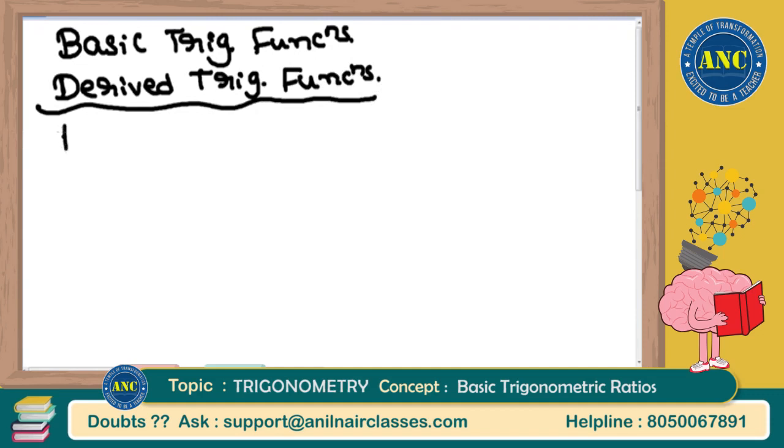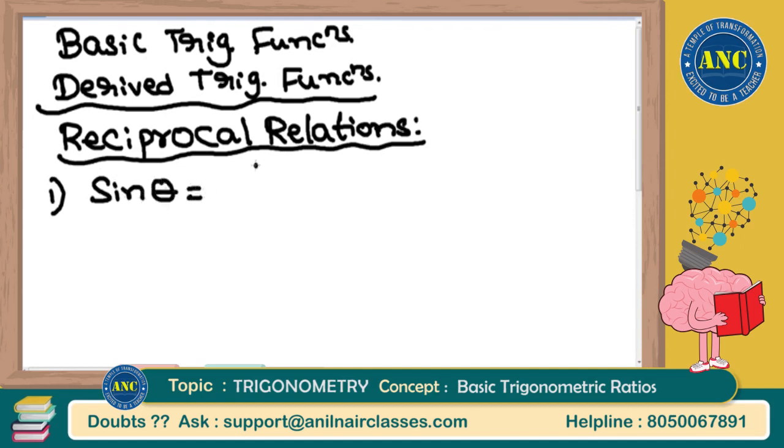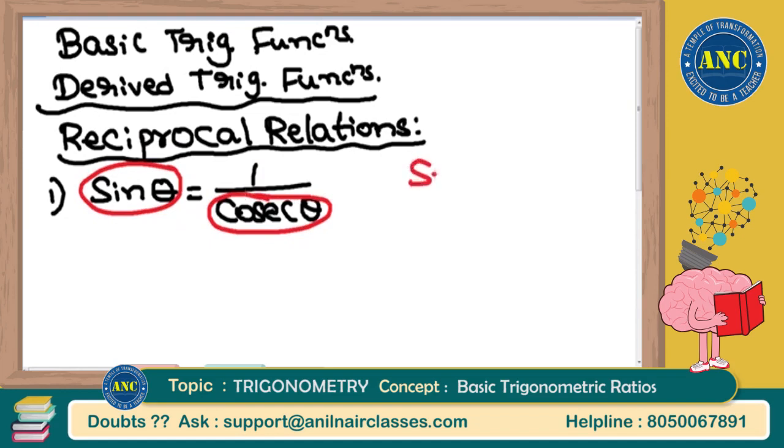Now there is something called reciprocal relations. You should definitely know these. Reciprocal relations mean one trigonometric function is nothing but the reciprocal of another. The reciprocal of sine is cosecant. In many questions, sine theta and cosecant theta will be multiplied. Don't write cosecant as 1 by sine again and waste your time. You know that they are two reciprocal things.